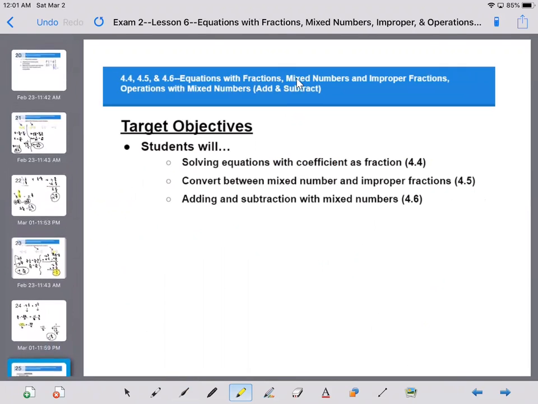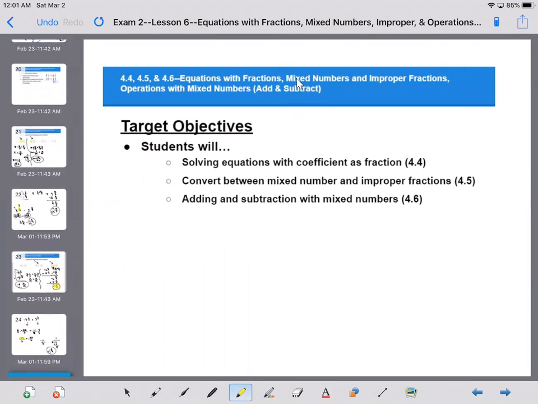And so that's everything for this video. We looked at solving equations with coefficients. We looked at changing from a mixed number to an improper, and then adding and subtracting fractions. So I would encourage you also to look at some of the practice from the practice links embedded in the slides.